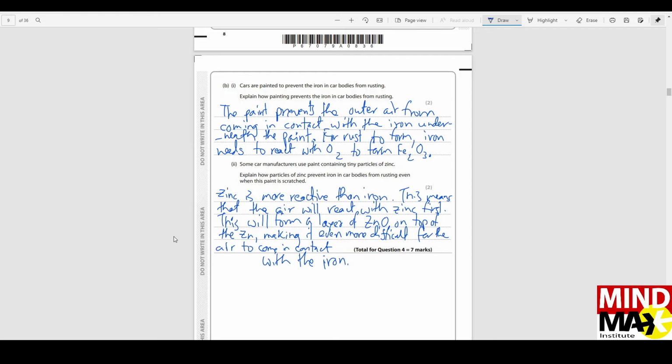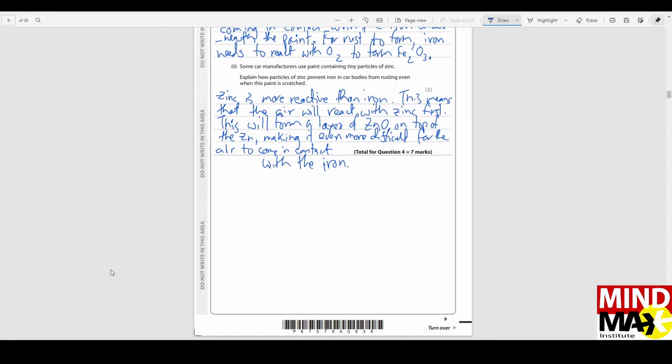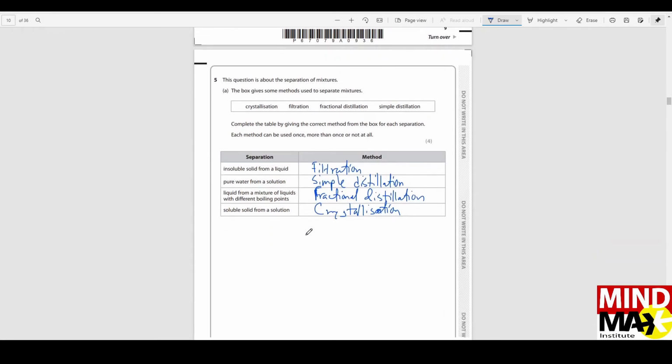So zinc, how does it do so? Zinc is more reactive than iron. This means that the air will react with zinc first before it reacts with the iron. This will form a layer of zinc oxide on top of the zinc, making it even more difficult for the air to come in contact with the iron. So previously you had zinc and underneath zinc you had iron, but now there will be a layer of zinc oxide on top of the zinc as well. So that will make it more difficult for the air to reach the iron. So the iron remains intact.